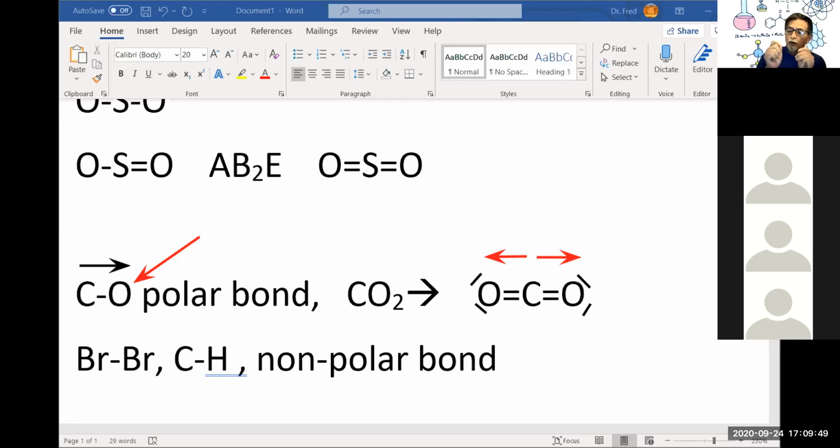Okay. So though we have an example here, carbon dioxide, that has polar bonds, the fact that they go in opposite directions, they cancel each other out. So the net effect is that they are nonpolar. So carbon dioxide, even though it has polar bonds, but they cancel each other out, is a nonpolar molecule.